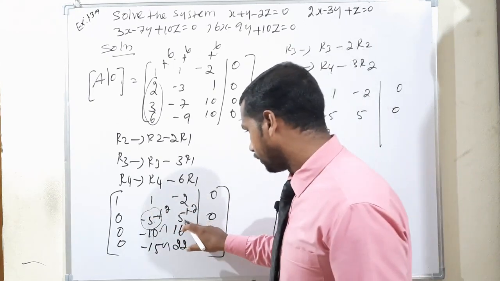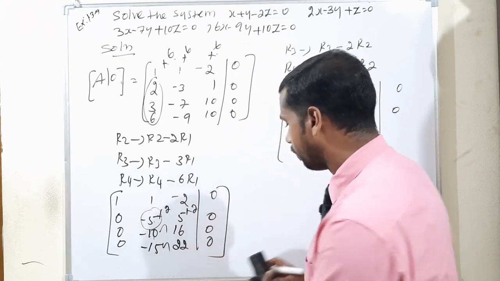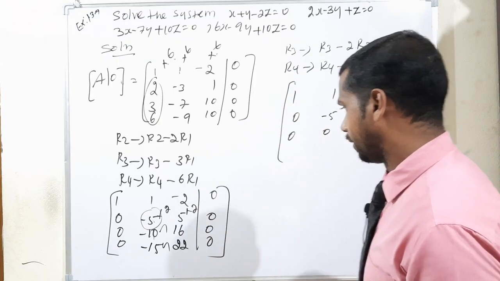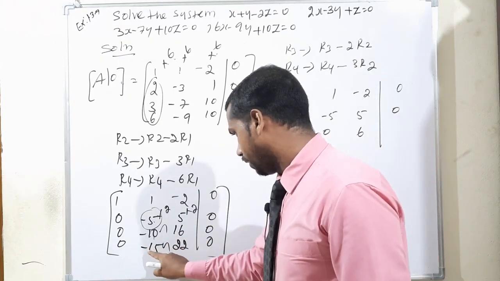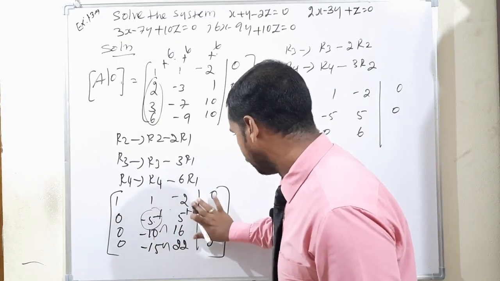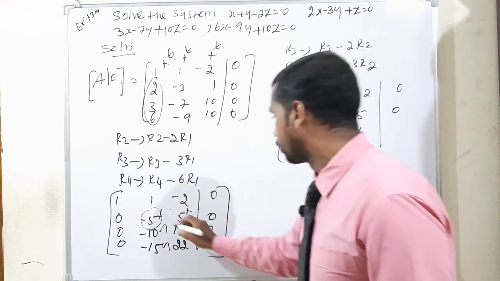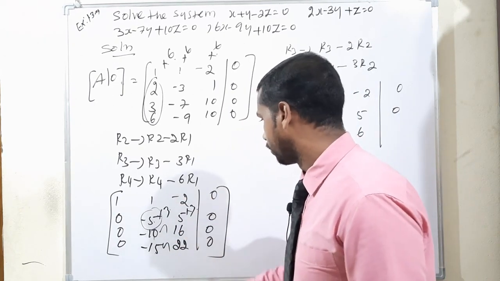Next one, 5 into 2 is 10. 16 minus 10, so positive 6, isn't it? Next condition, there 3 will come, because for row 4 we consider each and everything for 3 into R2. Here also 3, here also 3.